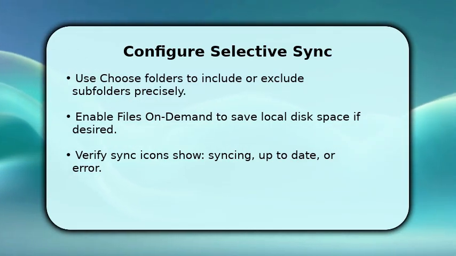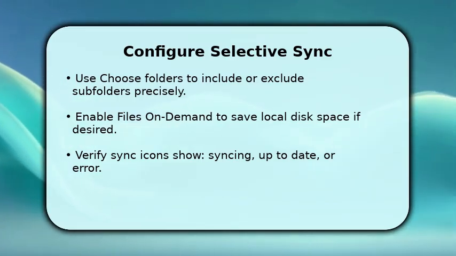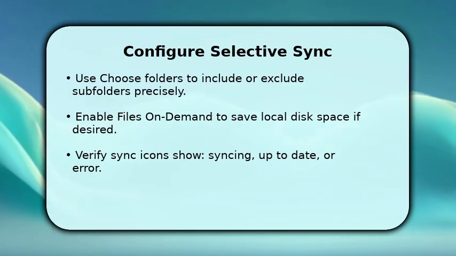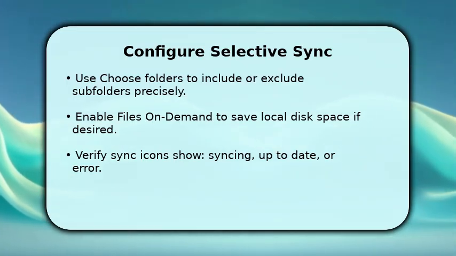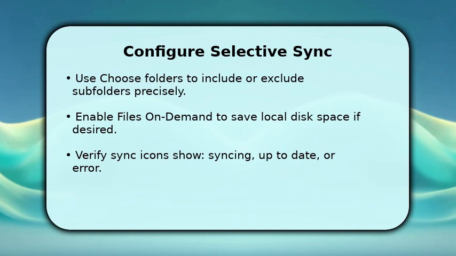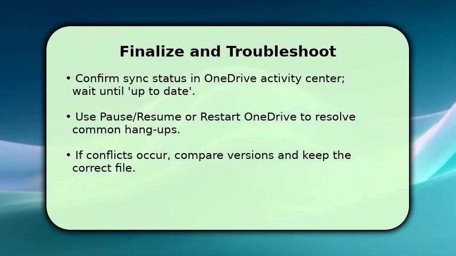Keep an eye on the sync icons in File Explorer. Spinning means syncing, green check means up to date. If transfers stall, pause and resume. Finish by opening the OneDrive Activity Center and confirming each folder reports up to date. Give large sets time to complete.